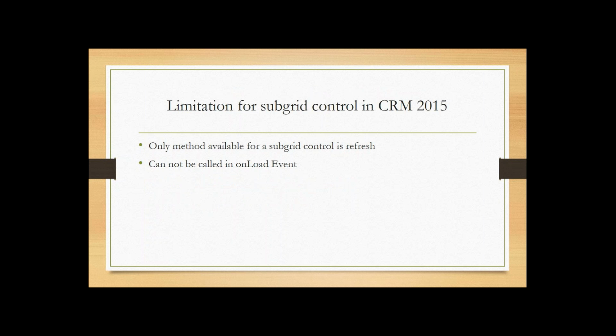Prior to this release, we only had the refresh method for subgrid, but if we wanted to do any other operation on the subgrid, which is not possible directly, we needed to write some piece of code with some complex logic. Now, we cannot call this refresh method directly in the page load method because subgrids are loaded asynchronously. To overcome this limitation, let us look at what new methods are introduced in this release for subgrid.